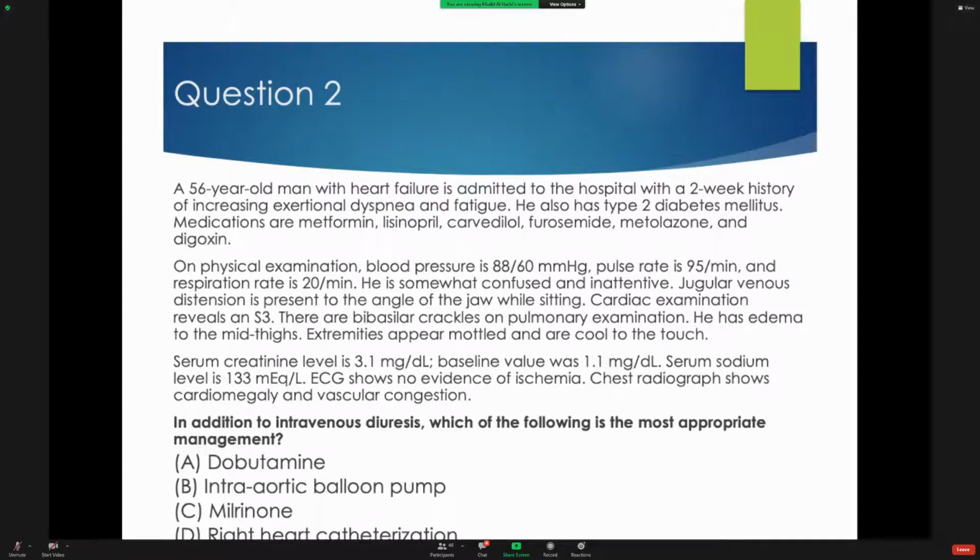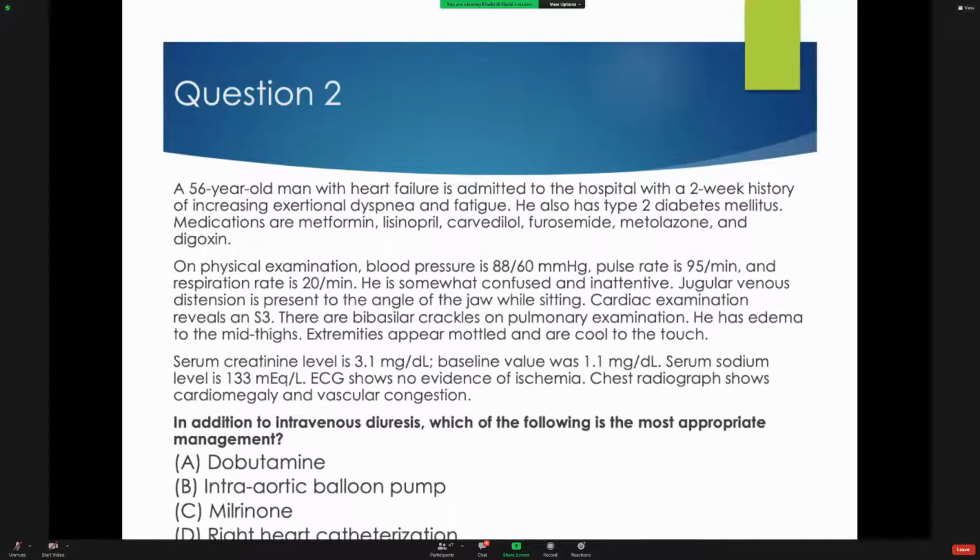On physical examination, the blood pressure is 88/60 mmHg, the pulse rate is 95 beats per minute, and the respiration rate is 20 per minute. He is somewhat confused and inattentive. Jugular venous distension is present to the angle of the jaw while sitting. Cardiac examination reveals an S3. There are bibasilar crackles on pulmonary examination. He has edema to the mid-thighs. Extremities appear mottled and are cool to the touch.